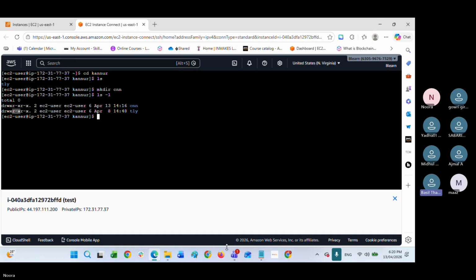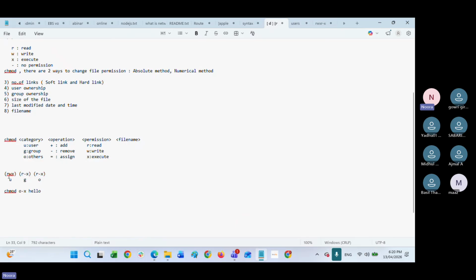Have you written this particular thing on your notebook? If you have written this, you will get to know. So first 3-bit user, second 3-bit group, third 3-bit others. So it's like UGO. Keep that in your mind. Always, the order will be UGO. Okay, great. Now, let's add some permission.